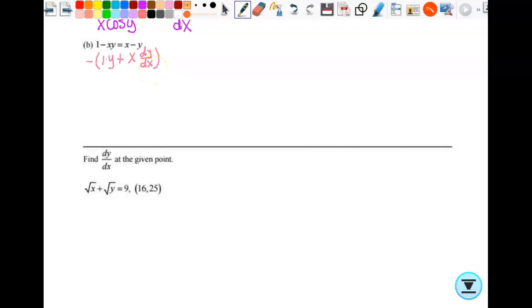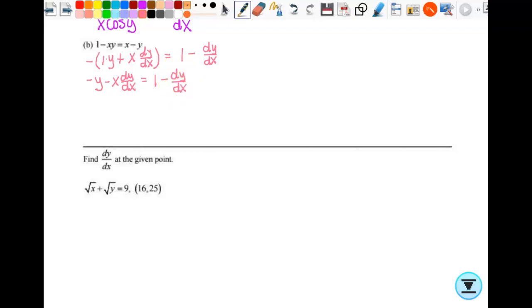So then that equals, what's the derivative of x? 1 minus, what's the derivative of y? dy/dx. Okay, everybody okay with where everything came from? At this point before I move on, we good? So I'm going to distribute my negative. So this gives me negative y minus x dy/dx equals 1 minus dy/dx.